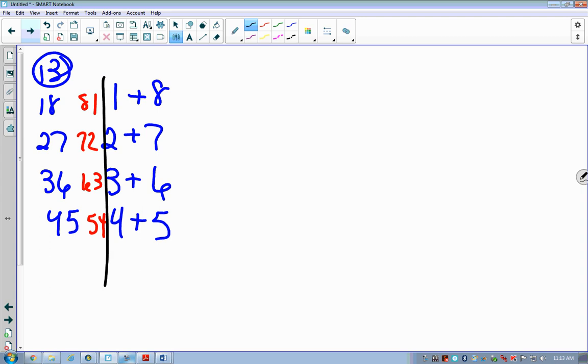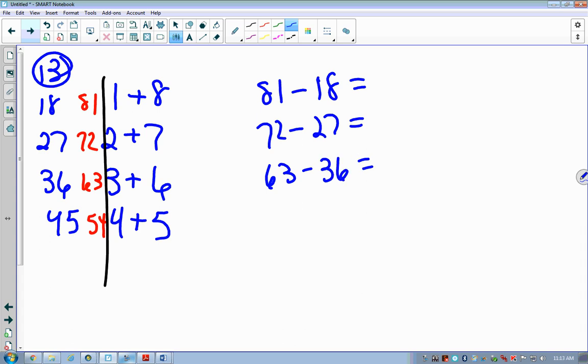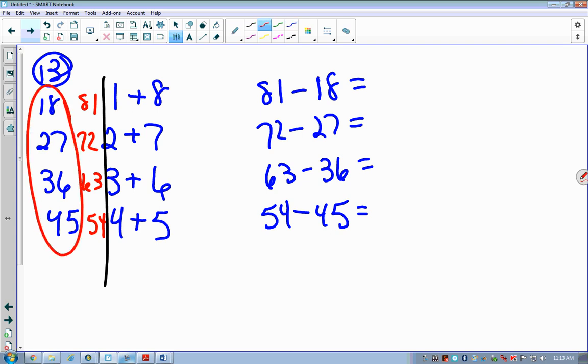So what they're saying is that whenever I reverse the numbers, the new number is 45 greater than the original number. So I would say 81 minus 18 and see what that is, 72 minus 27, 63 minus 36, and 54 minus 45. The one that equals 45, the original number is going to be one of these four numbers.